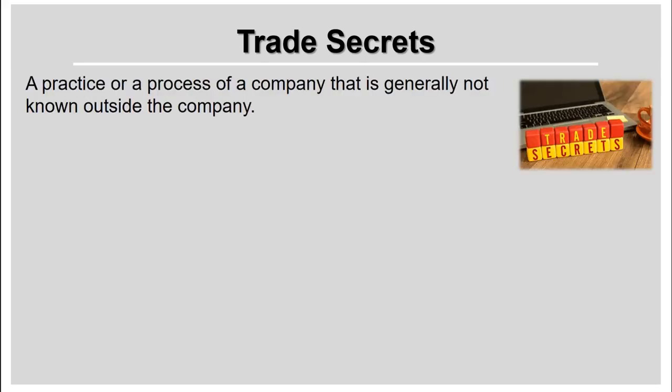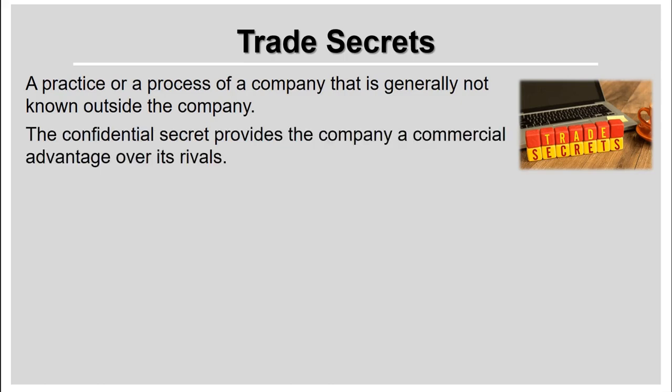Next is trade secrets. Trade secrets are the secrets of a company. Suppose a company develops a product in a unique process which is not known to others. Then that unique process can be considered a trade secret. Now this confidential secret provides the company a commercial advantage over its rivals.